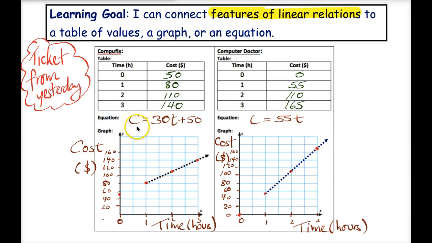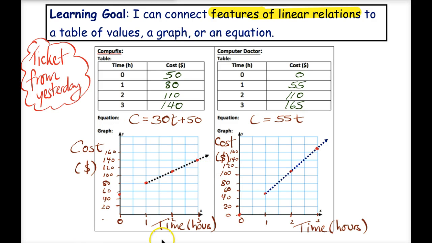So the way we'd write that in an equation, and I really should define what these variables are. In this case, we're using T for time, C for cost, remembering that the dependent variable, which is cost in this example, goes on the left of the equation, the independent variable on the right. And then this 30 here is showing us the growth rate, so it increases by $30 each hour, and the 50 at the end is the initial value. There's no initial value over here, $55 per hour, the growth rate is here.